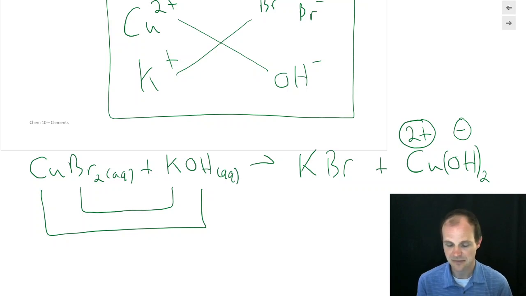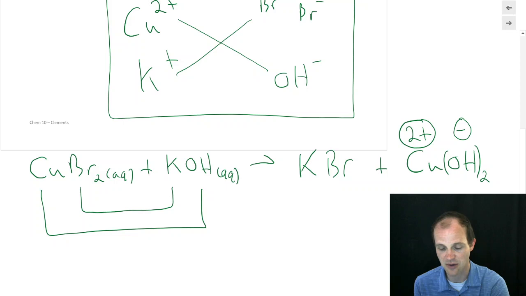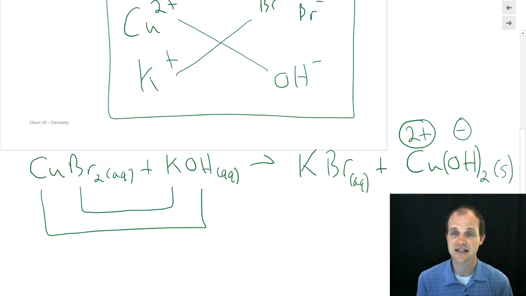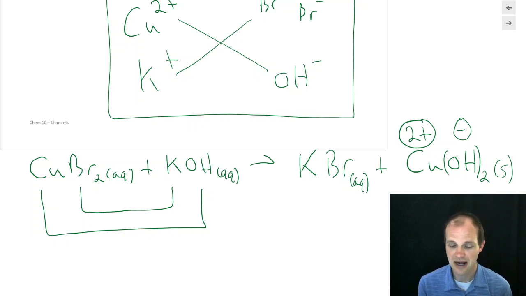So now we just have to figure out whether these are solids or aqueous. So potassium bromide, well, that one's an easy one. Potassium is always soluble, and so we know this one is going to be aqueous. What about copper and hydroxide? Well, hydroxide is not on our list of things that are generally soluble, and so we're going to assume, and in this case correctly, that it is insoluble, and we're going to form the solid copper 2 hydroxide. So there's our reaction, but as we noted before, it is not balanced.